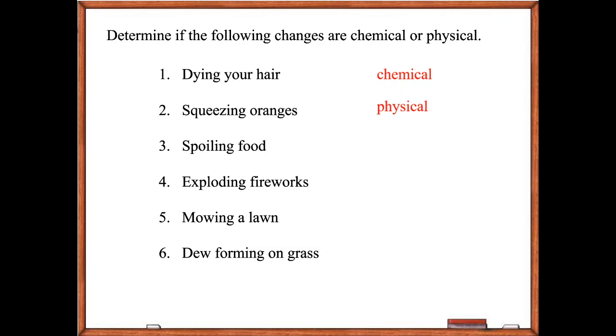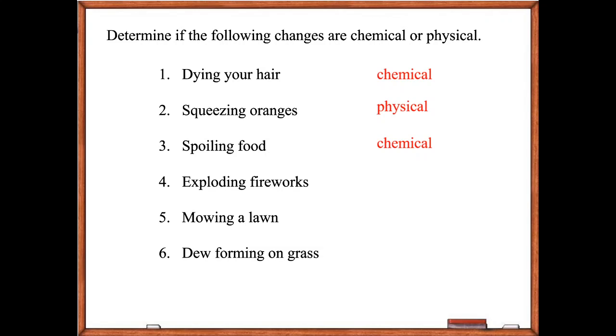Okay, the next one, spoiling food, chemical or physical. This is going to be chemical, since we have an actual chemical reaction going on. So we have microbes going in and eating the surface of the food and changing it to something else. Okay, so maybe it's sugar molecules turning into waste molecules. Okay, so that's actually a chemical change.